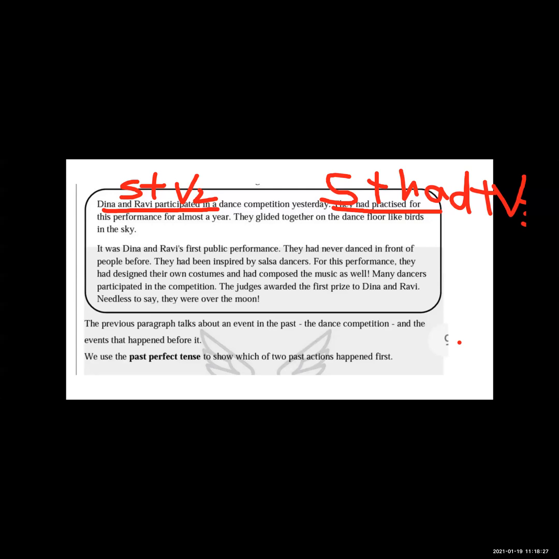Okay, so this is the structure here. Now see, they had practice for this performance for almost a year, means this action is already completed in the past. They glided together for the dance floor like birds. Okay, now see, it was Dina's and Ravi's first public performance.